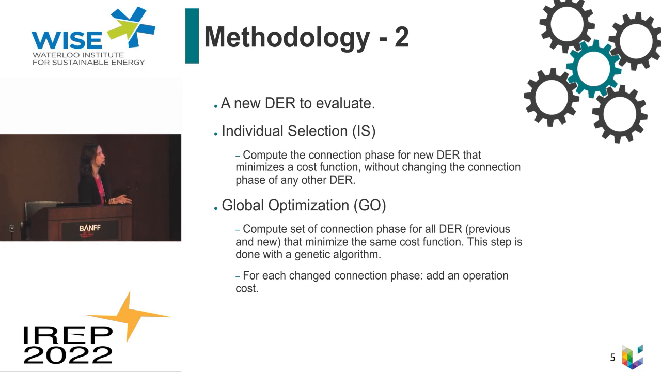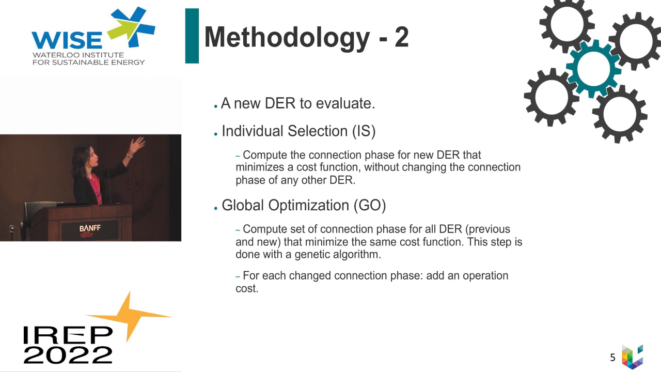The second step is we do global optimization. So for this one, we take all the DER that are in the network, and we do an optimization to find the best set of connection phases. To do that, we use a genetic algorithm, and this outputs, for each DER that we put, a phase. It could be the same one as before or a new one. So once you have that, you have the GO cost, the GO phase, and actually, if you want to change someone's phase, it costs money, so we added the GO cost of correction.